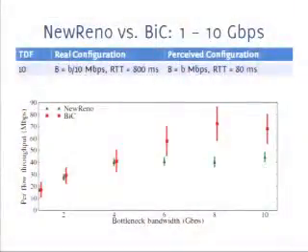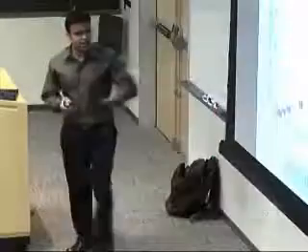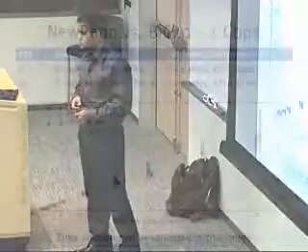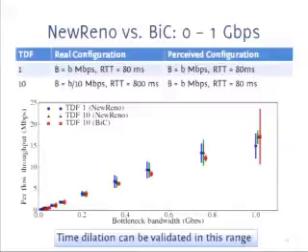So you didn't do BIC with a TDF of 1? We have, but it's not on this graph. What does it look like, roughly? Yes, it's the same.